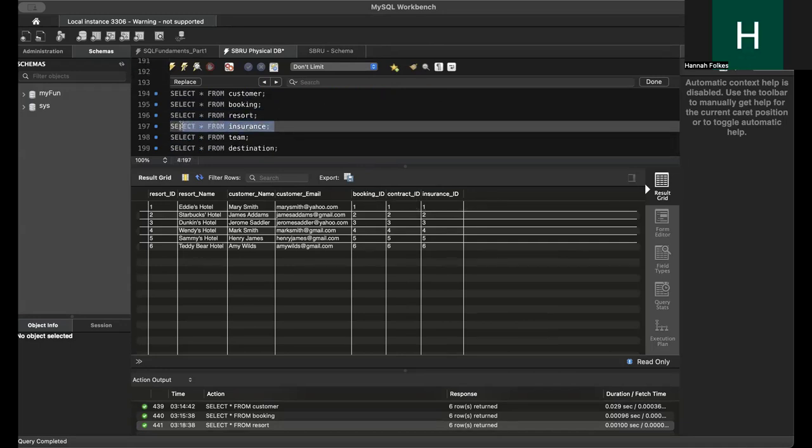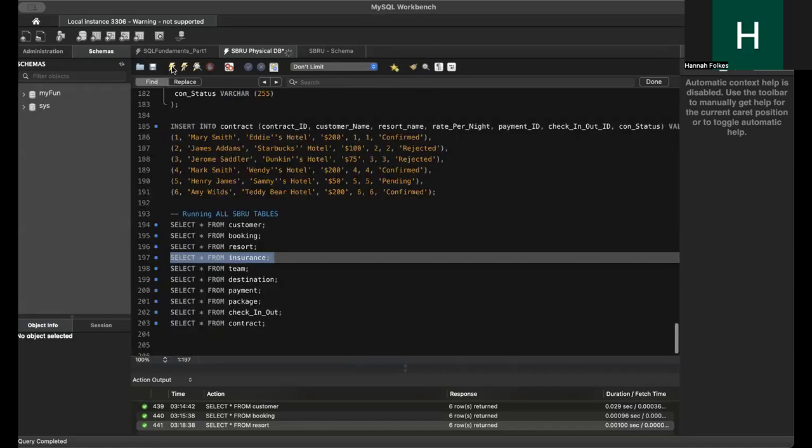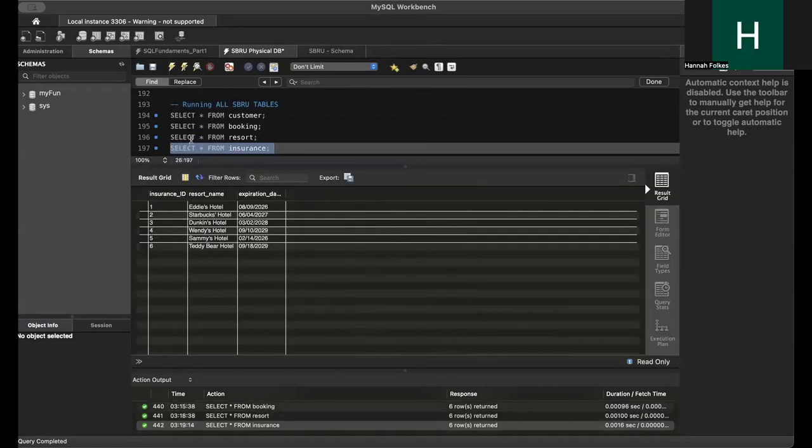So first, let's talk about the insurance table. The insurance table basically tells us how long each SBRU hotel's insurance plan lasts. We are proud to say that all of our SBRU locations are insured. Each resort has their own insurance policy.